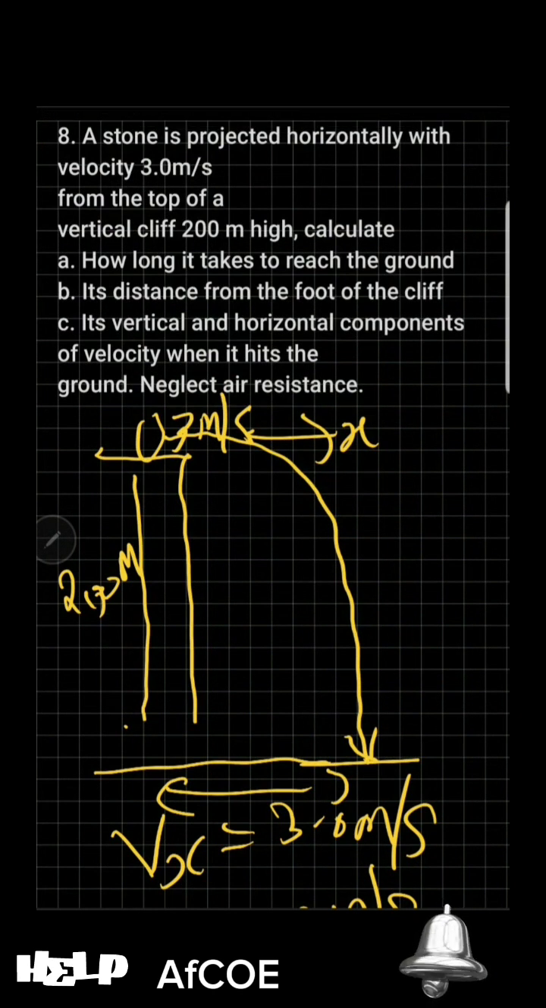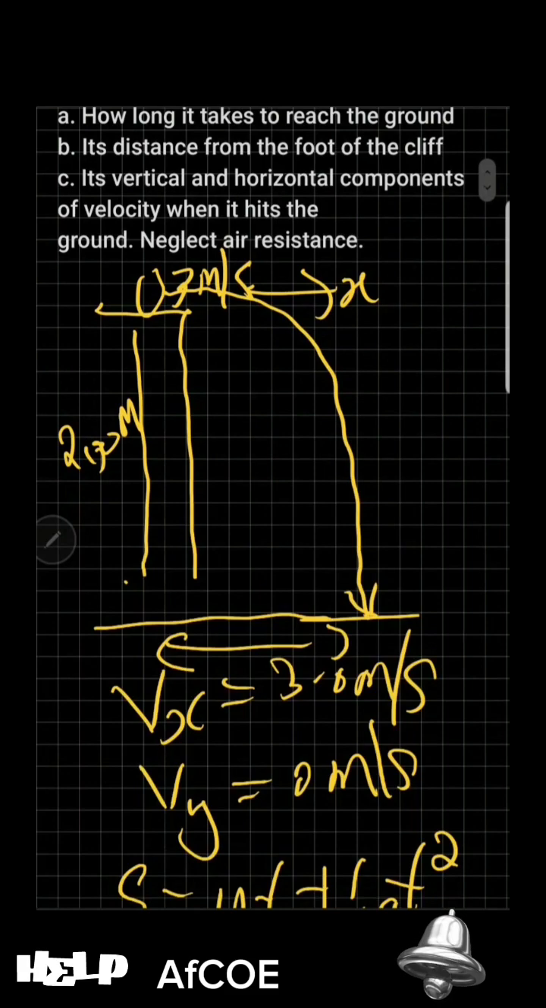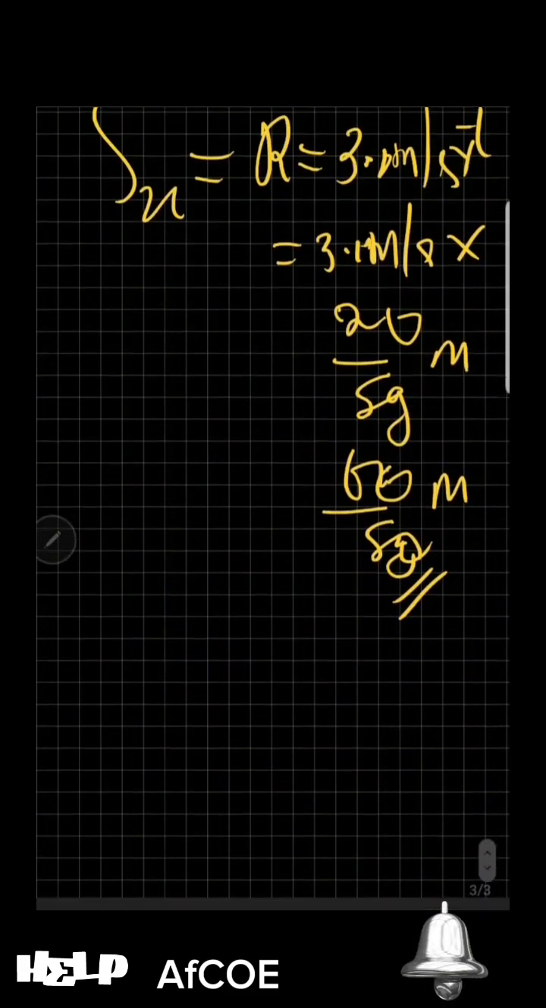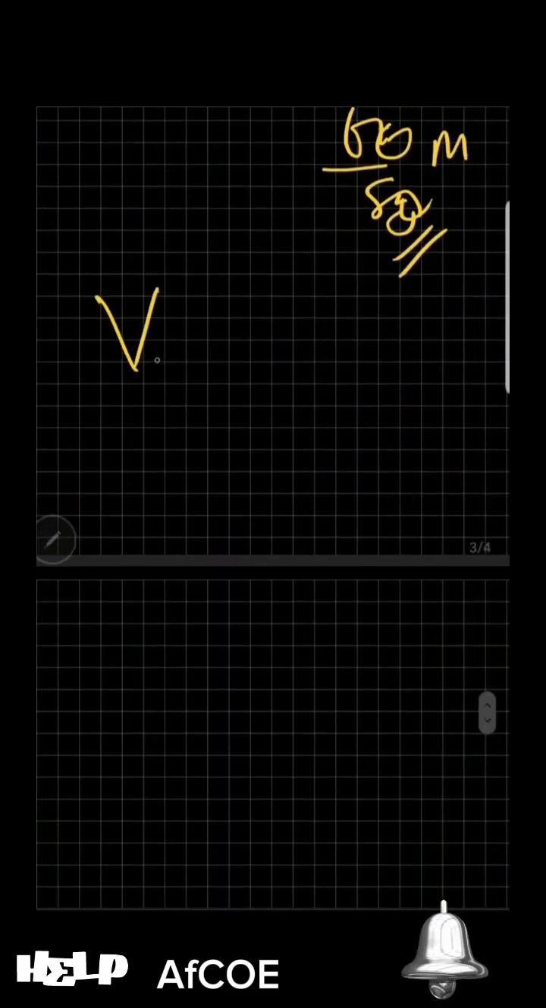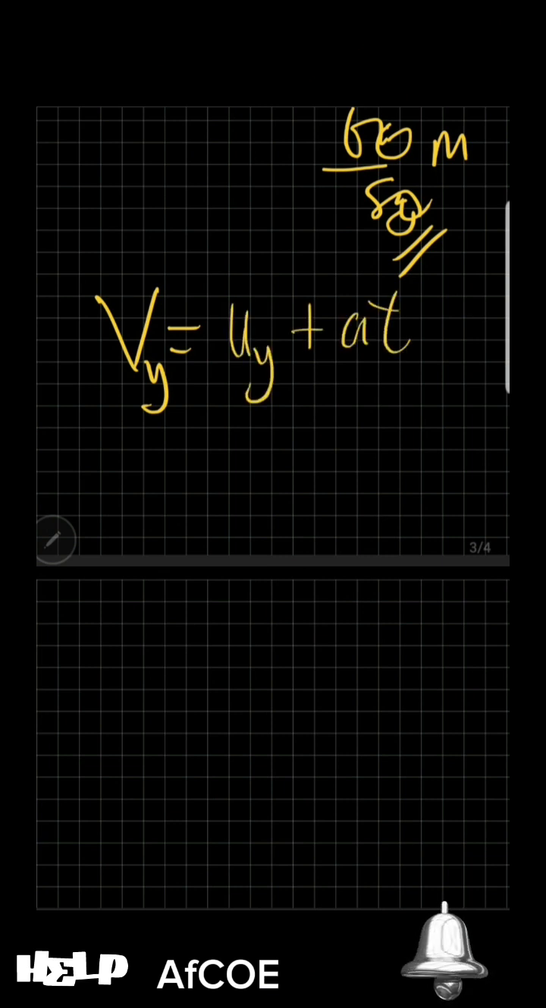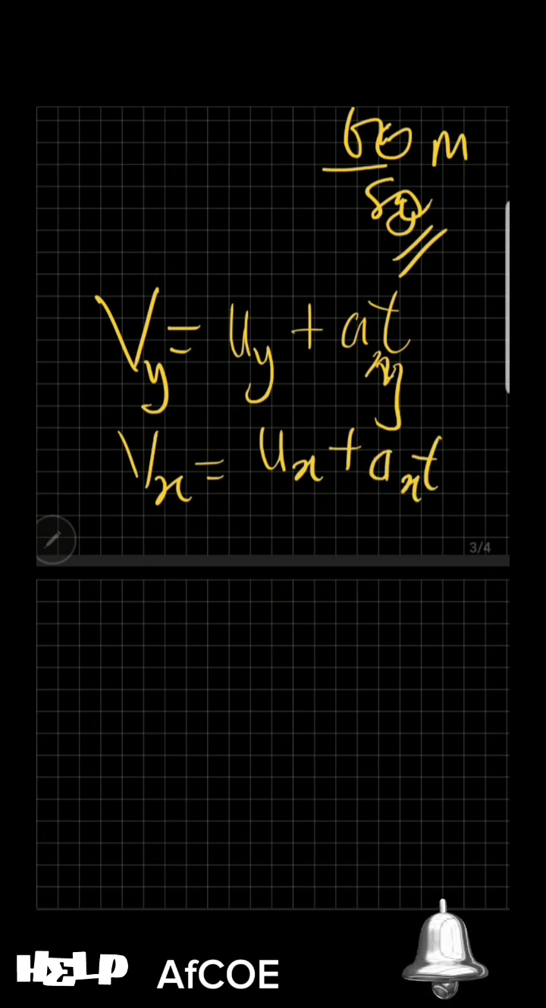Then they ask for the vertical and horizontal components of velocity when it hits the ground. Well, we said that vy equals uy plus at. Similarly, vx equals ux plus axt. That's the first equation of motion at constant acceleration. So these two equations apply.